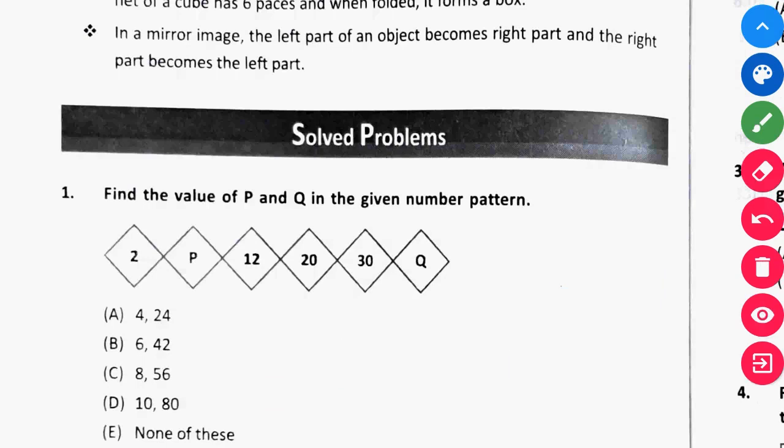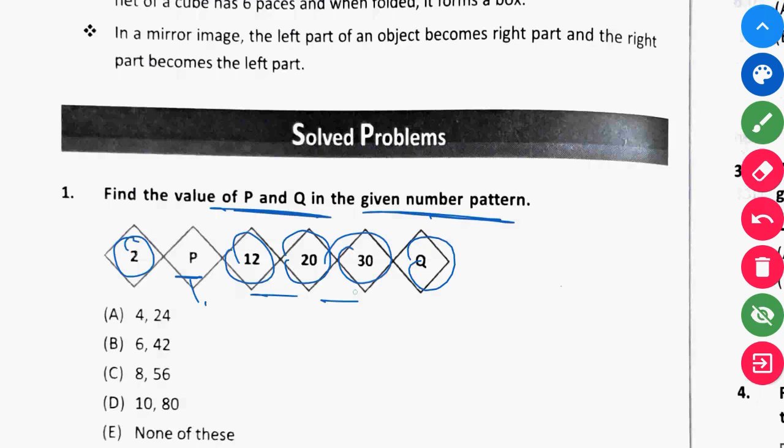Now the very first problem in this section is: find the value of P and Q in the given number pattern. Look at the number pattern carefully. 2 is the first number, then P is there, so we have to find this number. Then 12, 20, 30 and Q. Now if we see 12, 20, 30 carefully, what is the relation between them? You can see there is a difference of 8 between 12 and 20, and a difference of 10 between 20 and 30. So this is one way of thinking.